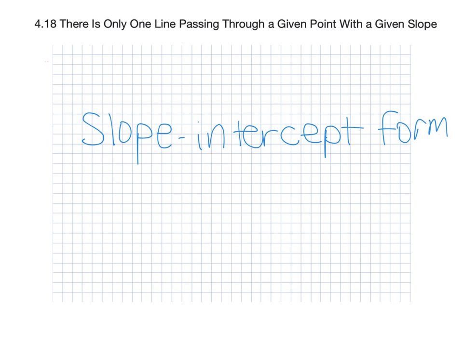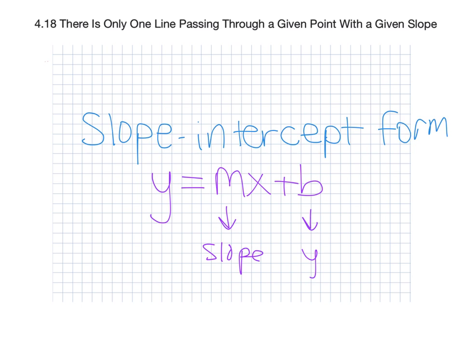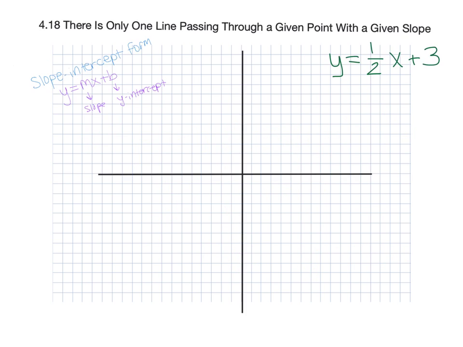As a review, we've been looking at slope-intercept form, which is y equals mx plus b, where m is my slope and b is my y-intercept. So let's take a look at some equations.